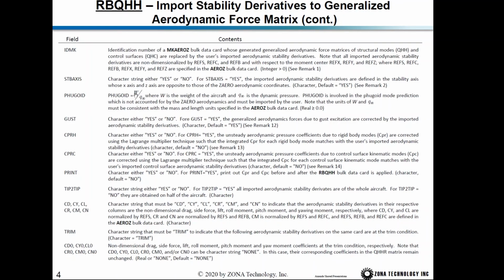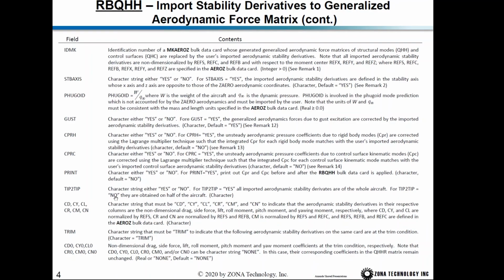Okay, and the FUGOID, if you want to include the W over Q infinity in the QHH matrix. And the GAS is either yes or no, whether you want to correct the GAS or not. And the CPRH, you want to correct the unsteady pressure of the rigid body mode, and CPRC, you want to correct the unsteady CP due to control surface deflection. And the print, you can print out the CPR and the CPC before and after the RBQHH is applied.